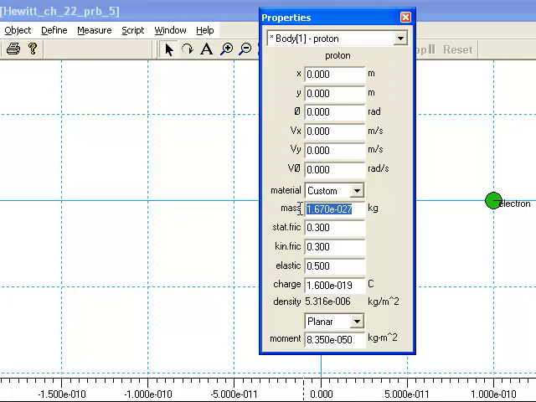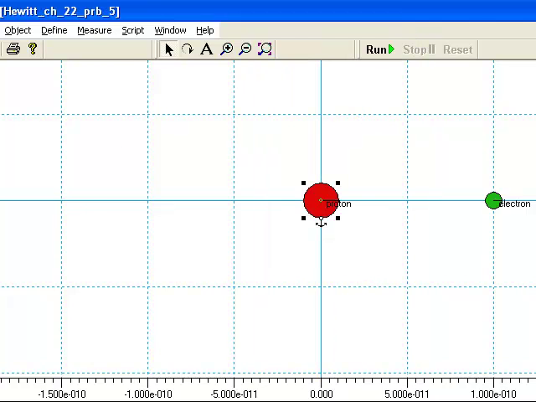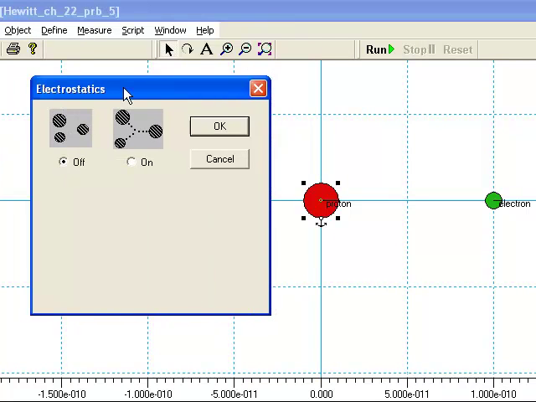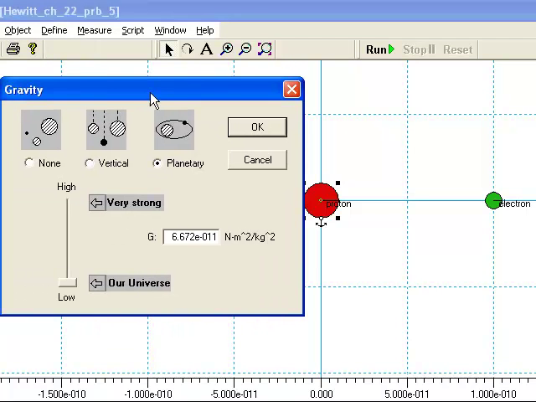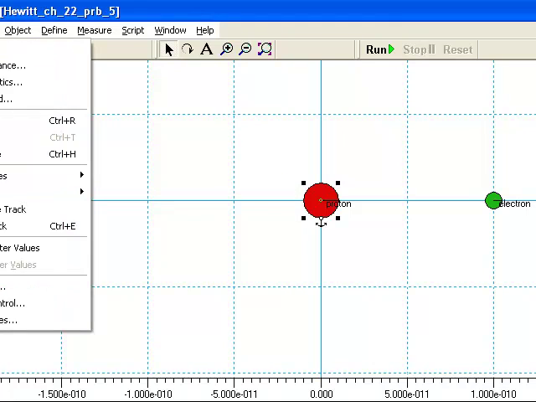Anyway, here's the mass of the proton, 1.67 times 10 to the negative 27 kilograms, and the charge, positive 1.6 times 10 to the negative 19 coulombs. The way I start this out is that I turned electrostatics off, and I turned gravity on in such a way that they're not going to fall down, but that they attract towards each other. It would be called planetary, except it doesn't have a speed to begin with, so they're really slamming into each other.